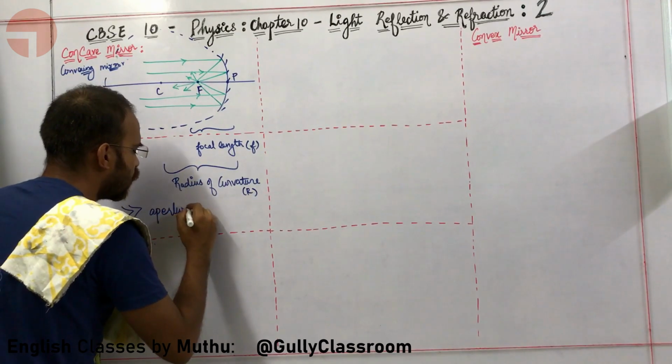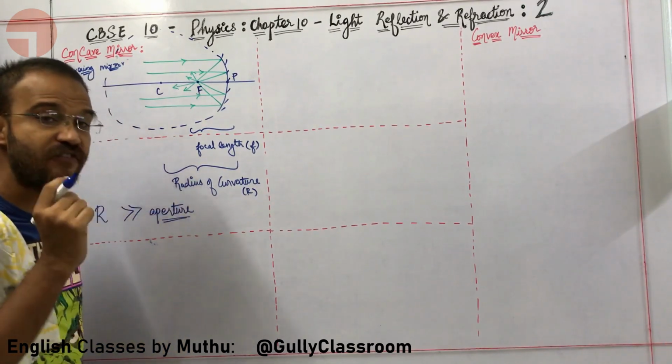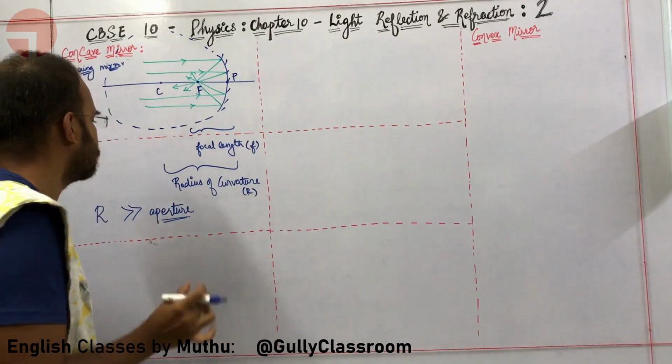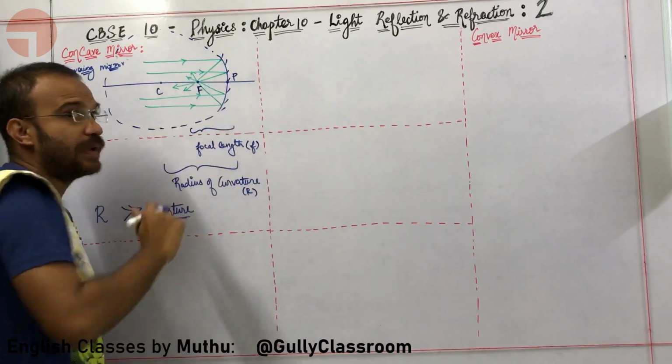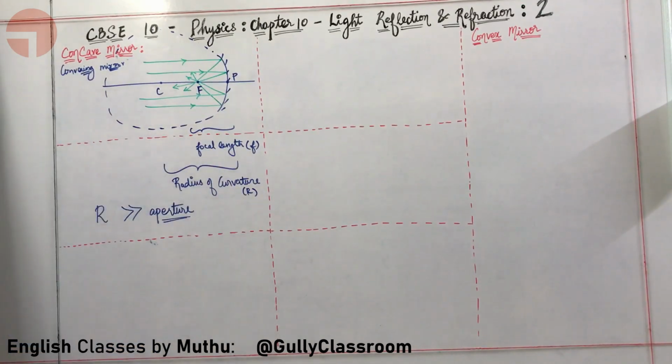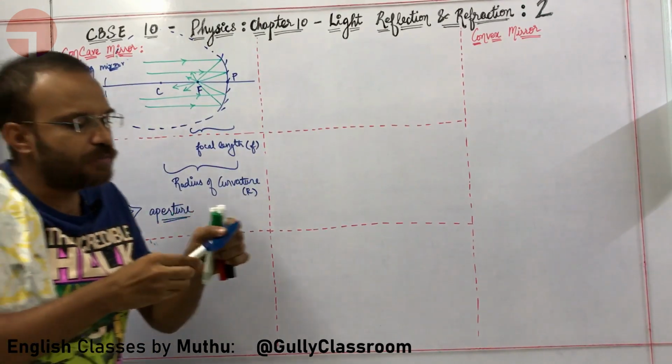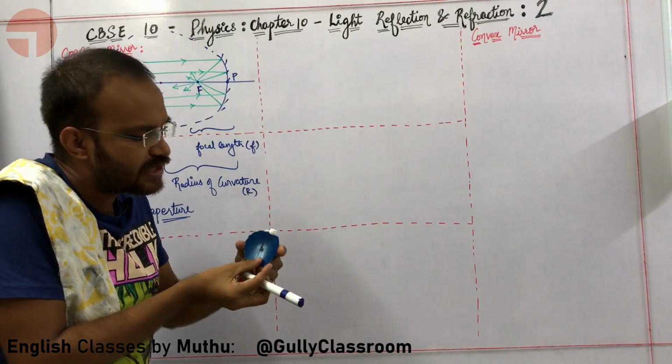Sir, I forgot what aperture is. Kindly do a very fast recollection for me. Aperture means the diameter of the spherical mirror. So you have a spherical mirror. This spherical mirror has a center which is called the pole.